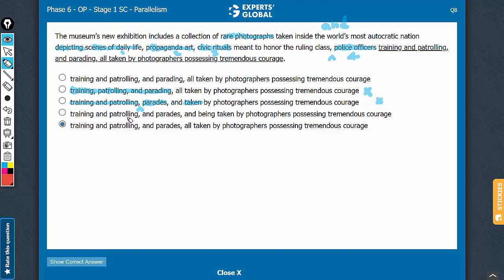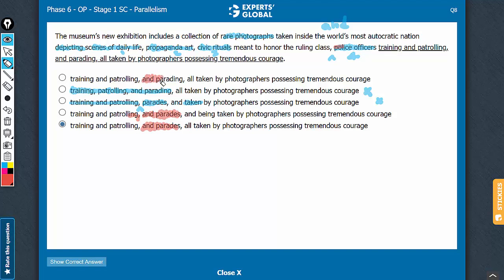A similar problem with choice D, police officers training and patrolling. So from here to here, this is term number 4. And parades, so this is the last term in the list. This answer choice correctly uses Oxford comma followed by and to join the last term in the list, which is parades. Even this answer choice does, but this one does not.